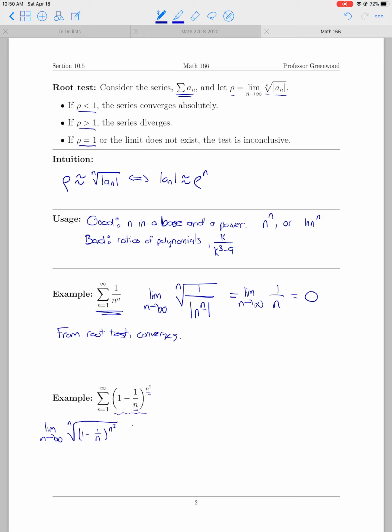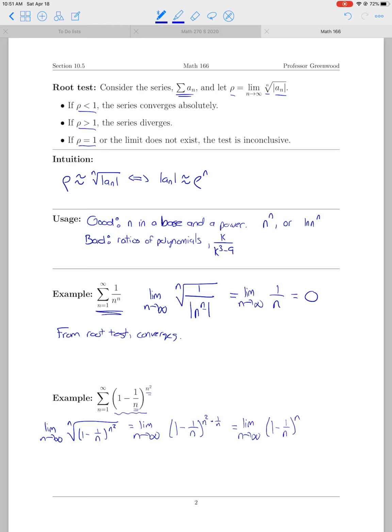And so in other words, I could rewrite this as the limit as n goes to infinity of (1 minus 1 over n) to the n squared, times 1 over n. And so the n squared is going to partially cancel with the 1 over n. And so I'd get the limit as n goes to infinity of (1 minus 1 over n) to the n.